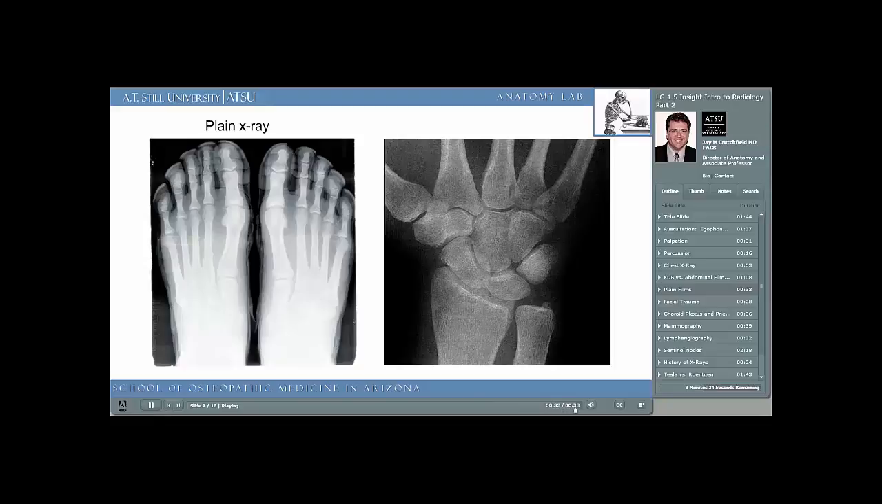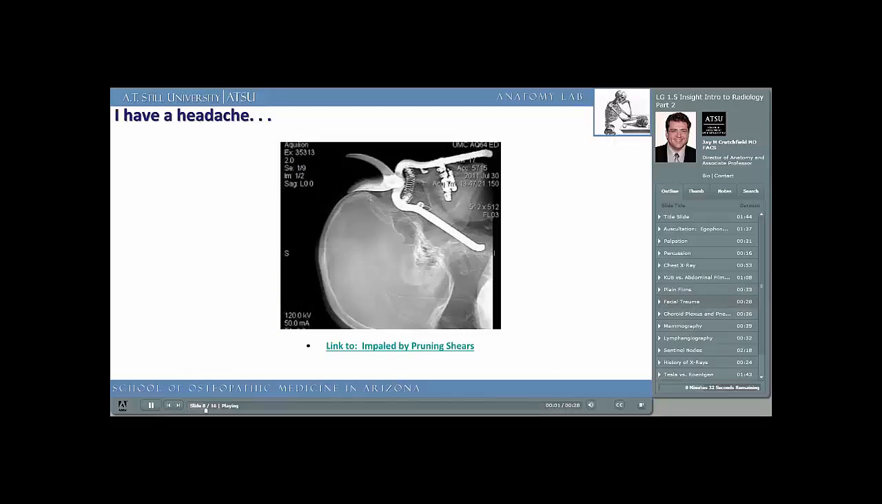This radiograph was taken of an elderly patient. He slipped and fell onto his pruning shears while he was working in the garden. Click the link below and watch the short video that occurred at Tucson's University Medical Center. Other than the wow, that's amazing effect, what information can you get from this radiograph? How do you think it guided the surgeons in removing the pruning shears from this gentleman's face?